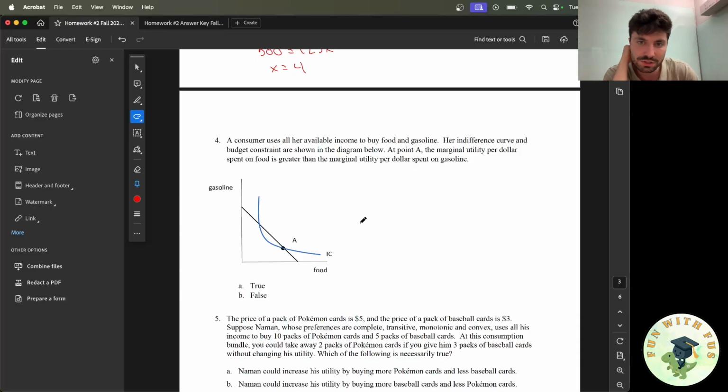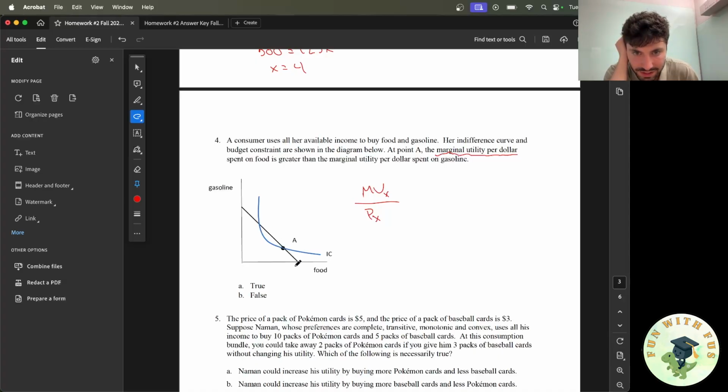Okay, so a consumer uses all their stuff. So the marginal utility per dollar, by definition, I think this phrase right here is what the bang per buck is. And just a review, our bang per buck is the marginal utility of something over the price of the same thing. And it is saying that the bang per buck spent on food is greater than the bang per buck spent on gasoline.